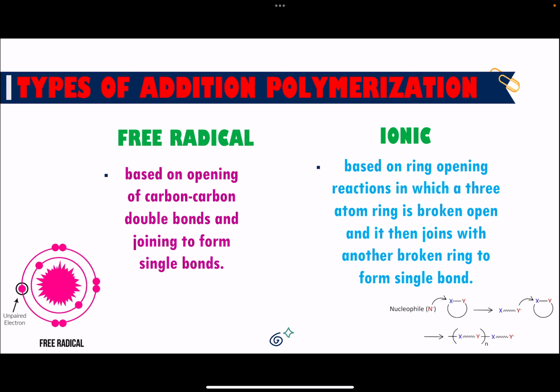Types of addition polymerization. We have free radical based, which is based on opening of the carbon-carbon double bonds and joining to form a single bond based reaction, or we have ionic or ring based reactions, where in the ring opening reaction a 3-atom ring is broken open and then it joins with another broken ring to form a single bond. Both types of addition polymerization reaction also occur.